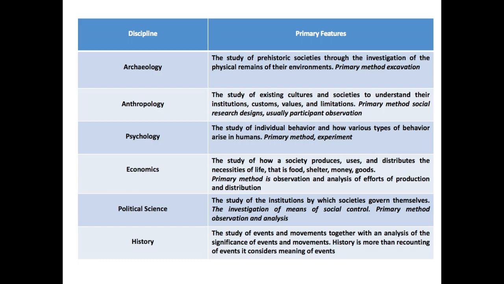Political science studies the institutions by which societies govern themselves. It investigates social control. The primary method is observation and analysis. History, on the other hand, studies the events and movements with an analysis of the significance of the events. What caused this to happen? What was the chain of events that led to this?